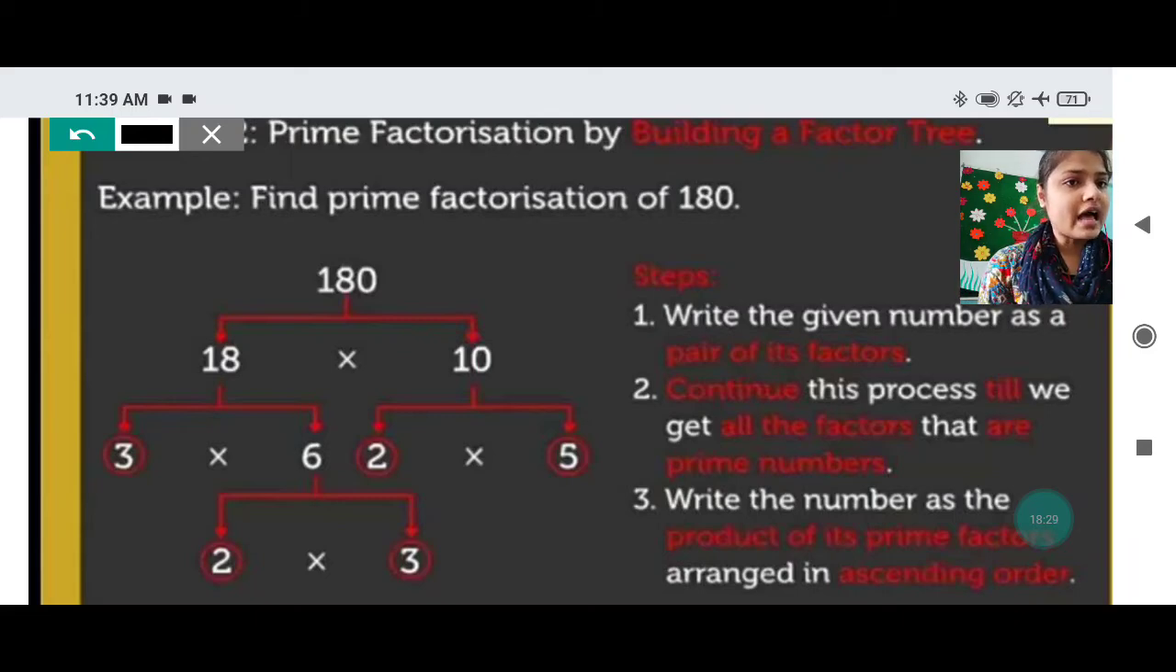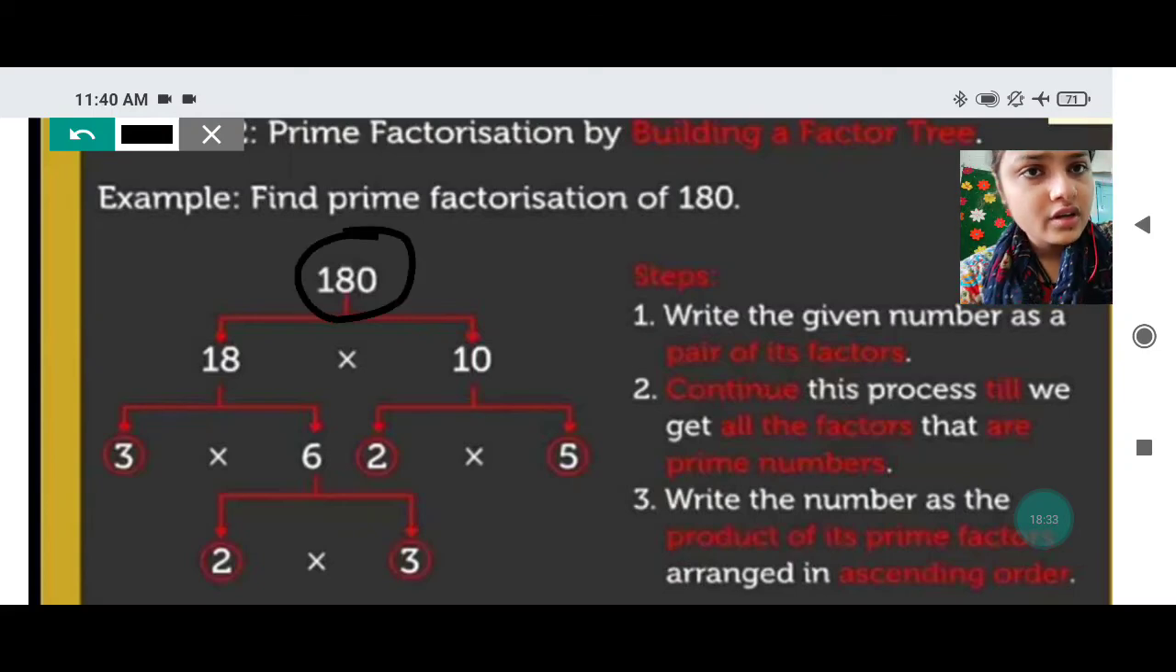Write the given number as the pair of its factors. Means what are the factors of 180? 18 and 10 are the factors of 180. Okay, pairs of its factors. So 18 and 10 are the factors. 18 into 10 you will do, you will get 180. So they are the pairing factors. That I will write just below that.